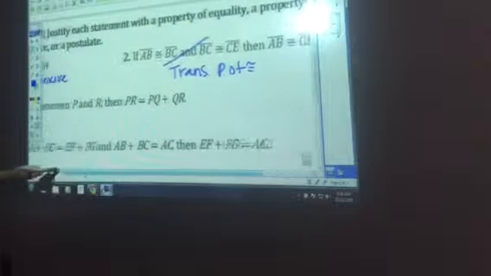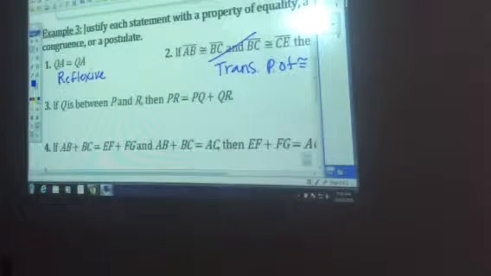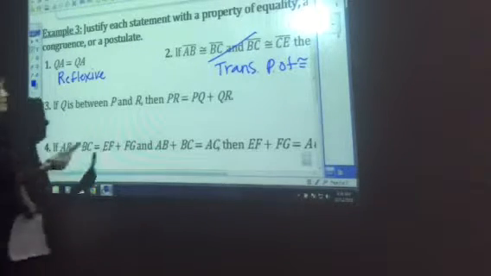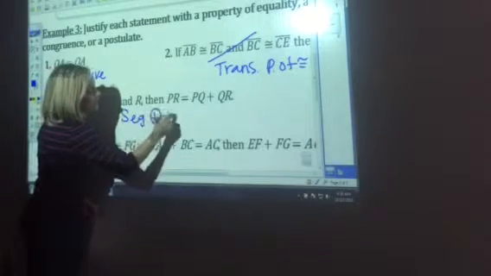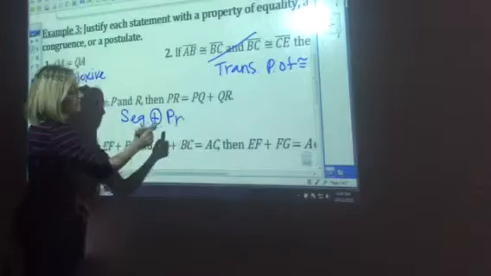The next one says if Q is between P and R, then PR is equal to PQ plus QR. That would be your segment addition postulate on the first side. On the other side, segment addition postulate.